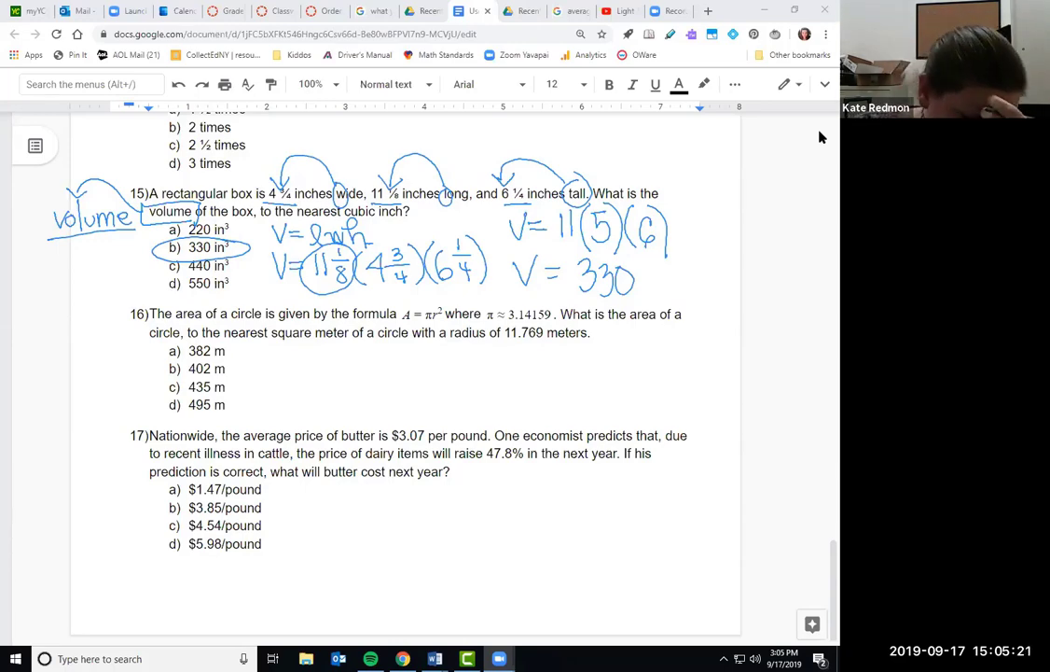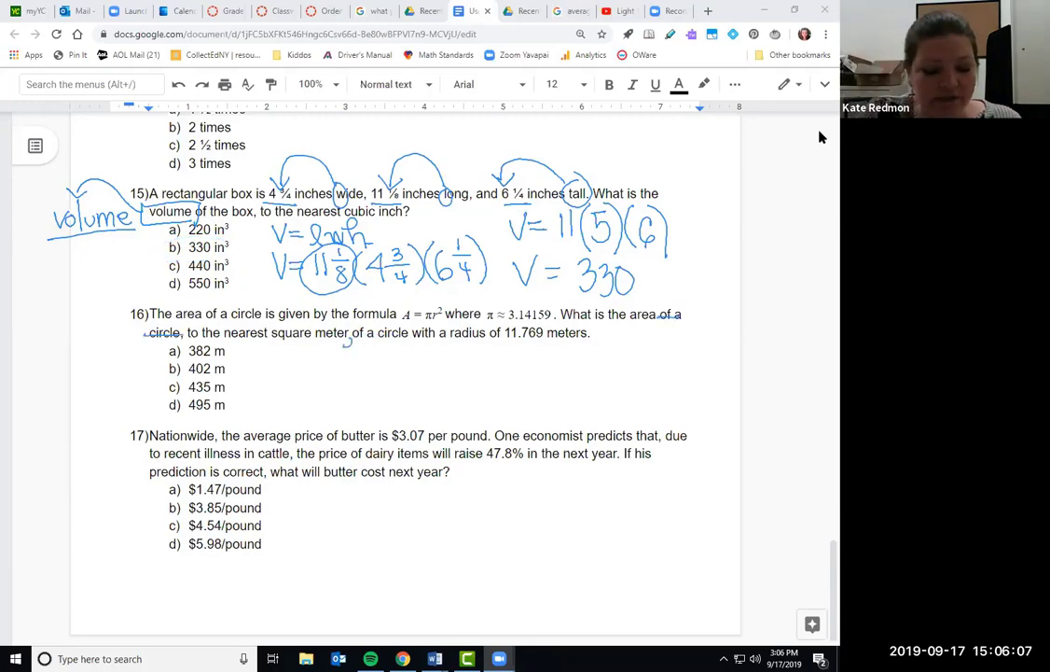So now let's look at 16. The area of a circle is given by the formula A equals pi r squared, where pi is approximately 3.14159. Now, a lot of you guys are like, that's not pi. Pi is 3.14. Well, actually, pi is an irrational number whose decimal form goes on and on forever. I could stop the decimals wherever I wanted to, okay? I just happen to pull in more decimal places than we usually do here. And then I say, what is the area of the circle to the nearest square meter? Apparently, English was hard for me.